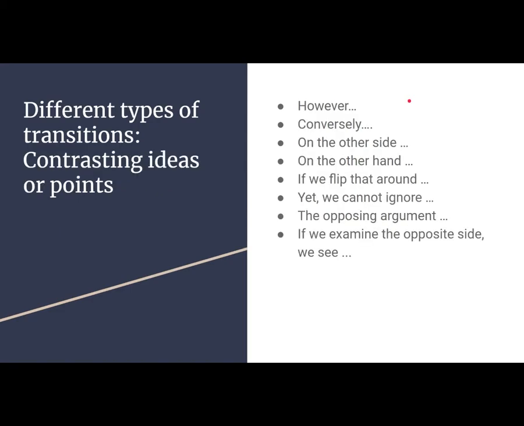Now, when we have two contrasting ideas, two opposing points, we use different words or phrases. Words like however, conversely, on the other side, on the other hand. I know this is very popular. If we flip that around, yet we cannot ignore the opposing argument. If we examine the opposite side, we see. So we have two opposing things. We have two contrasting ideas.